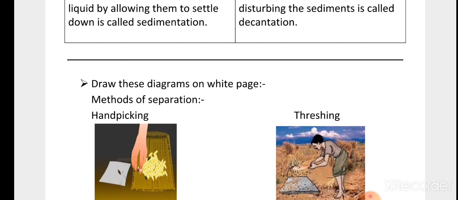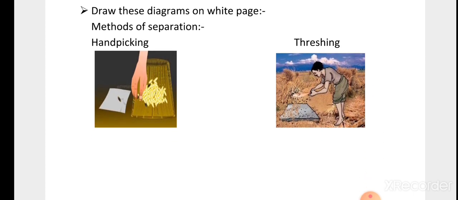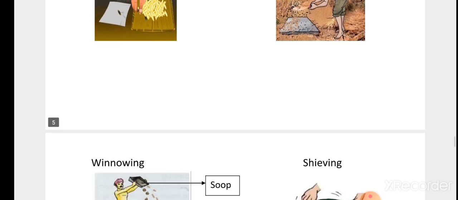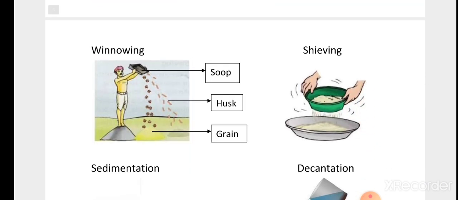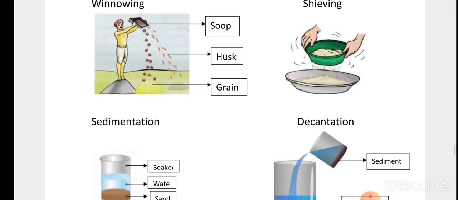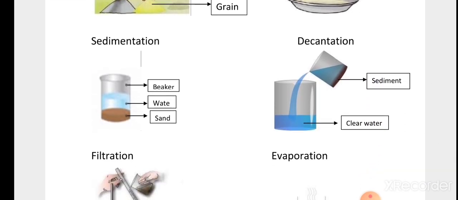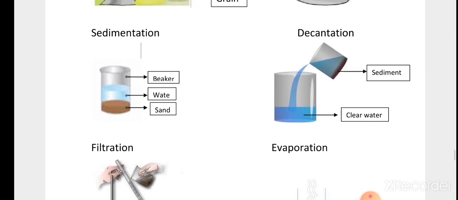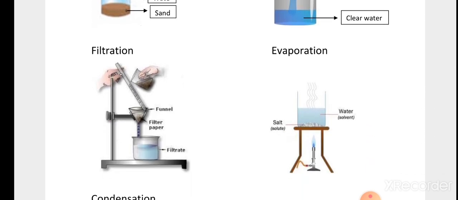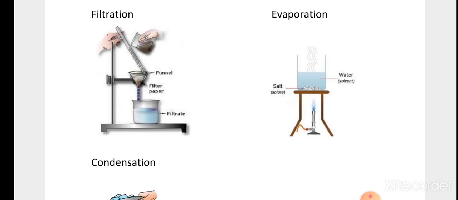Now here are a few diagrams. So these are methods of separation. First one is hand picking, next is threshing, now next is winnowing, and next picture showing sheaving. Now this is the picture of sedimentation, and this one is the picture of decantation. Our next method is filtration, then evaporation.